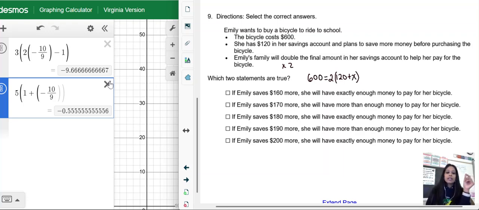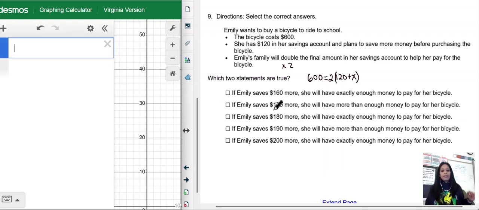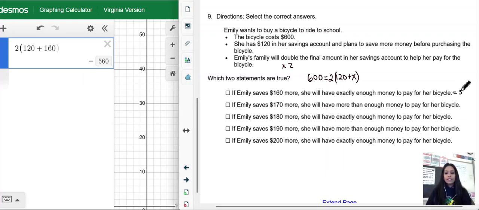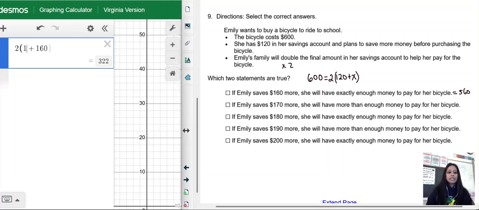Okay. So now what I'm going to do is, since I have all these different amounts that Emily will save, different scenarios, let's see which ones get me up to 600. So I'm just going to plug them in. So 120 plus the first one is 160. So this amount gives me a total of $560. Okay, so let me just get all of the amounts and then I'll go ahead and analyze which one works best.